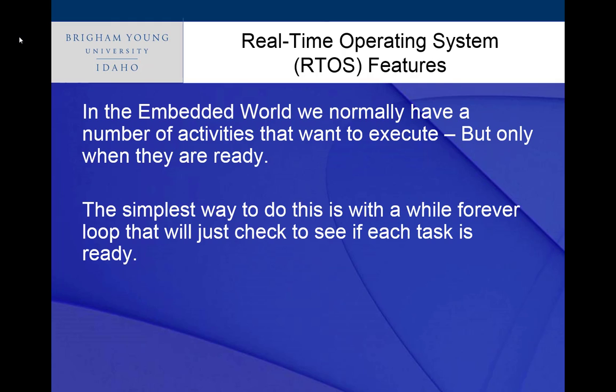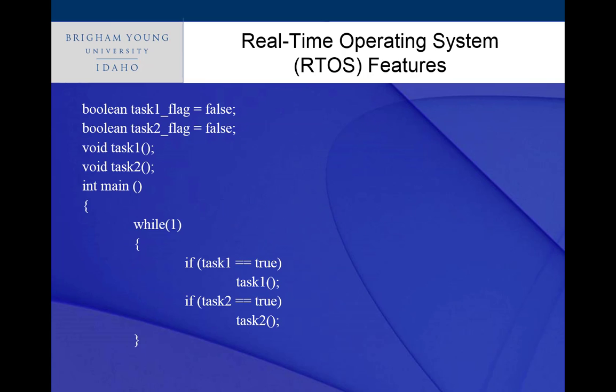So there is a very simple way to do that, and that's to use a while forever loop. So our code might look like this. We're going to create a couple of flags that'll tell us when our task is ready to go. And then we're going to create a couple of functions, task 1 and task 2. Those functions actually process the data associated with those tasks.